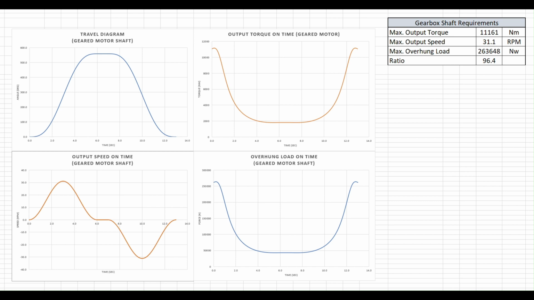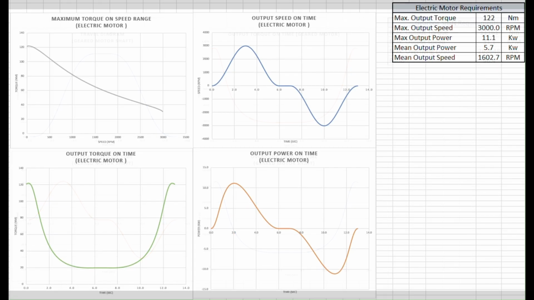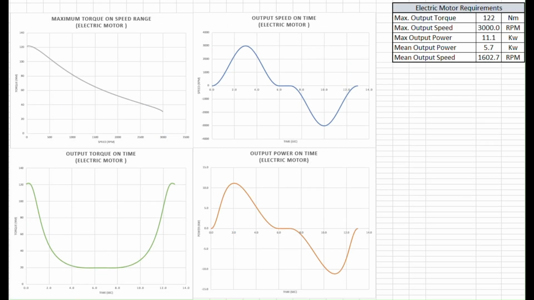In relation to the gearbox, we can see the most important graphs, as well as numerical information on the data table. As expected, for this application, we can see high output torque requirements when the table is in a low position. The same happens for the maximum overhung values. Similarly, we can see important graphs and numerical data for the electric motor selection.